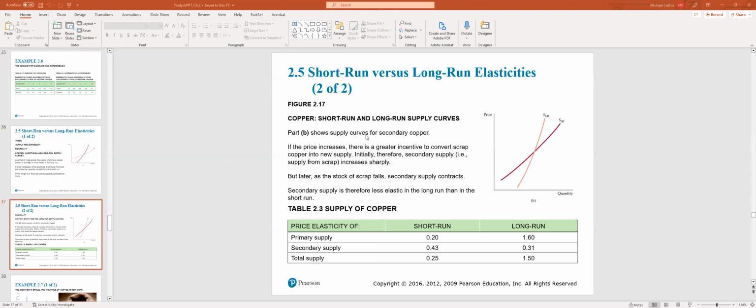Part B shows the supply curves for secondary copper. If the price increases, there is greater incentive to convert scrap copper into new supply. Initially, therefore, secondary supply increases sharply. But later, as the stock of scrap falls, secondary supply contracts. Secondary supply is therefore less elastic in the long run than in the short run. And we can see that visualized down at the bottom.